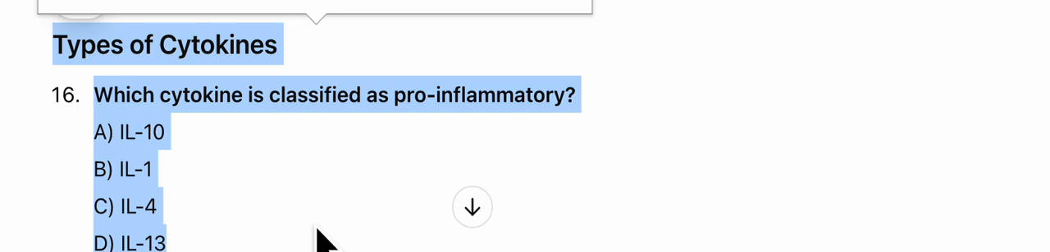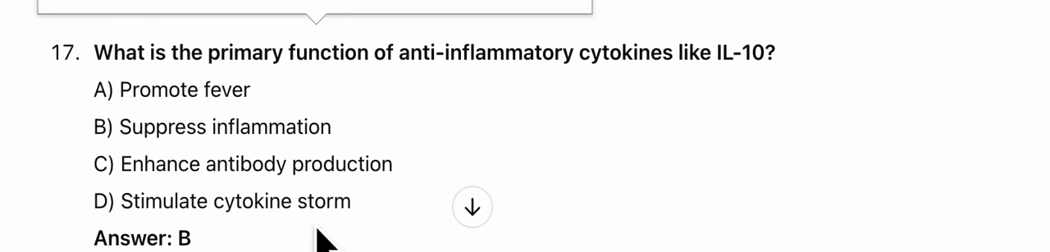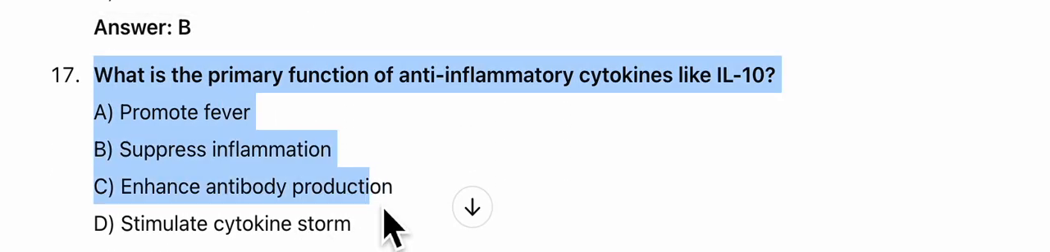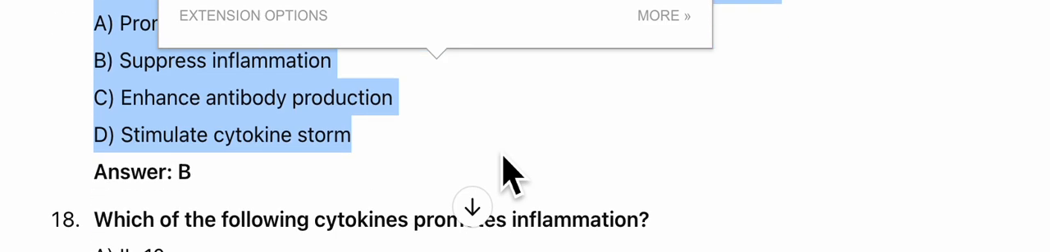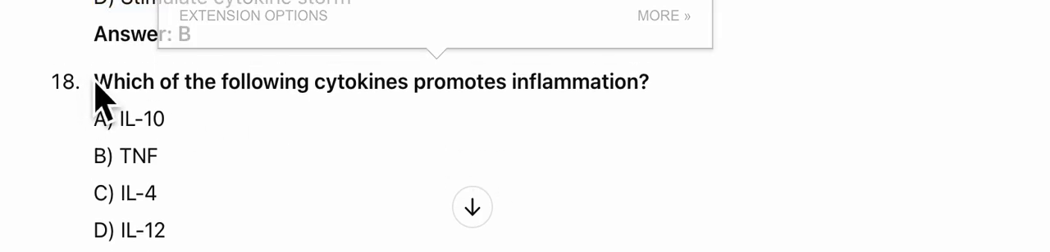Types of cytokines. Which cytokine is classified as pro-inflammatory? What is the primary function of anti-inflammatory cytokines like IL-10? A. Promote fever. B. Suppress inflammation. C. Enhance antibody production. D. Stimulate.